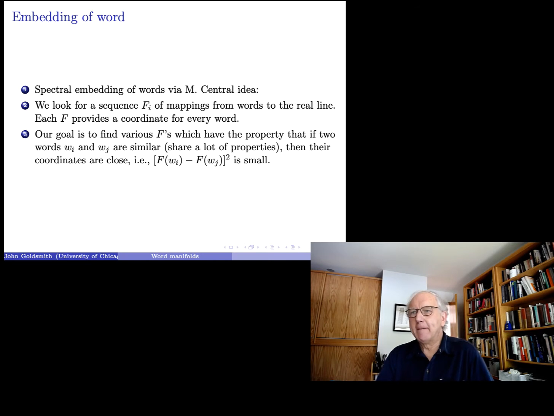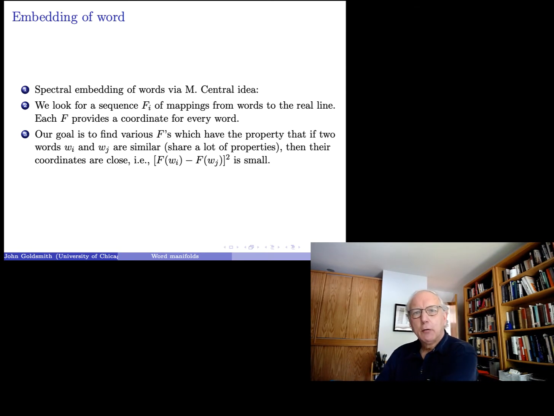So as I indicated here in the note, what that means is if Wi and Wj are similar, then we want the image under F of Wi and Wj, the square of the difference, to be small.